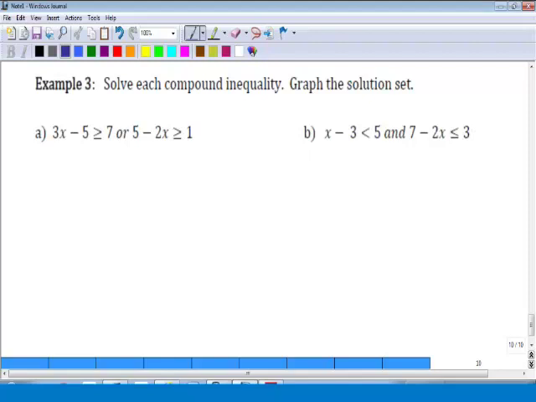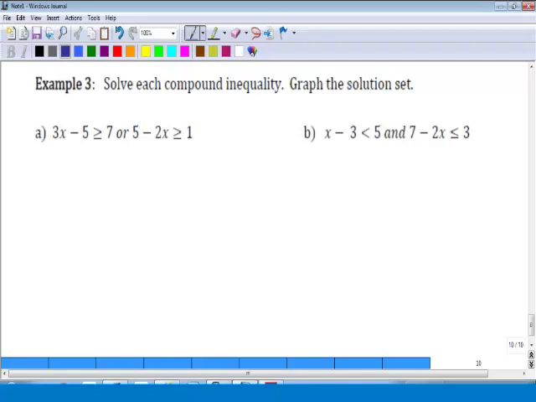The B part, I should go ahead and make the distinction, is the one that's restrictive. Because it's "and," x minus 3 has to be less than 5, and 7 minus 2x has to be less than or equal to 3. They both have to be true in order for the compound statement to be true. And so we might get an interval for the one on the left, and we might get an interval for the one on the right, but it's got to be what those two intervals have in common. It's going to be where they overlap.